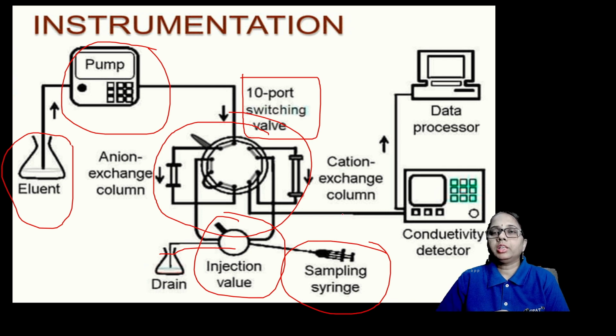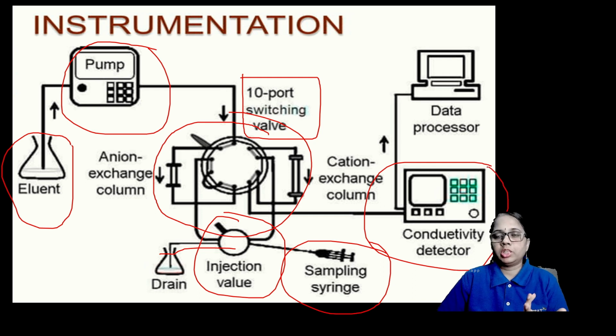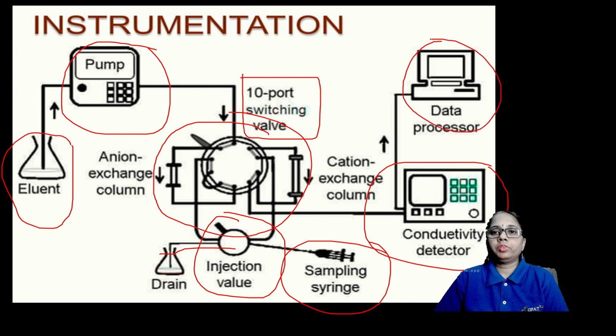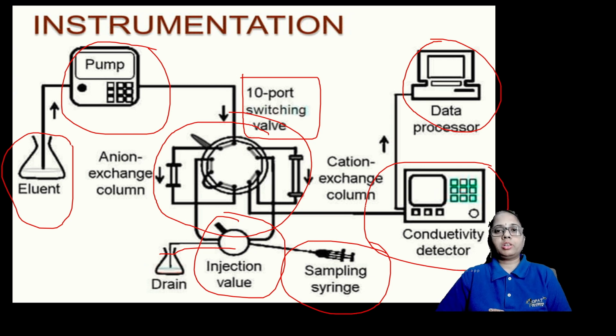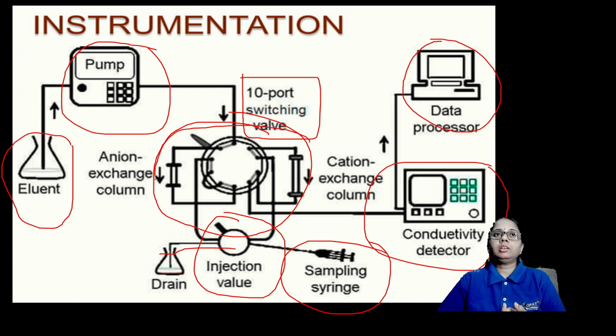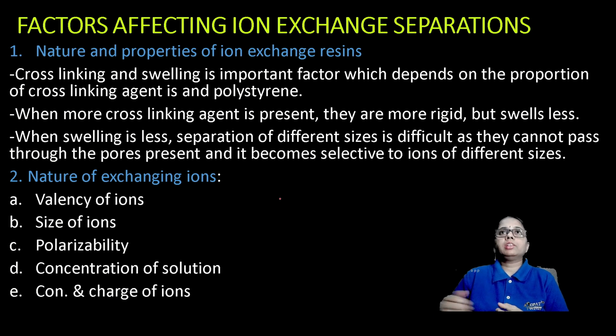After the column, the separation takes place on the column. Afterwards it reaches the detector: either a conductivity detector, UV detector, or flame photometric detector, whichever detector we use. Thereby you analyze the data using suitable software or an integration system. So the instrumentation is quite similar to HPLC, and the only difference here is the column. Now let's look at the factors affecting ion exchange separations.